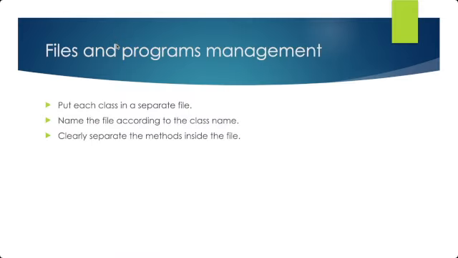Let's talk about how to organize your code in files. This helps your project stay clean and easy to understand. Here are three simple rules. First of all, put each class in a separate file. This means if you have a class called, for example, User, put it in a file called User.java or User.py, depending on what language you use. This makes it easier to find the class when you need to change or read it.